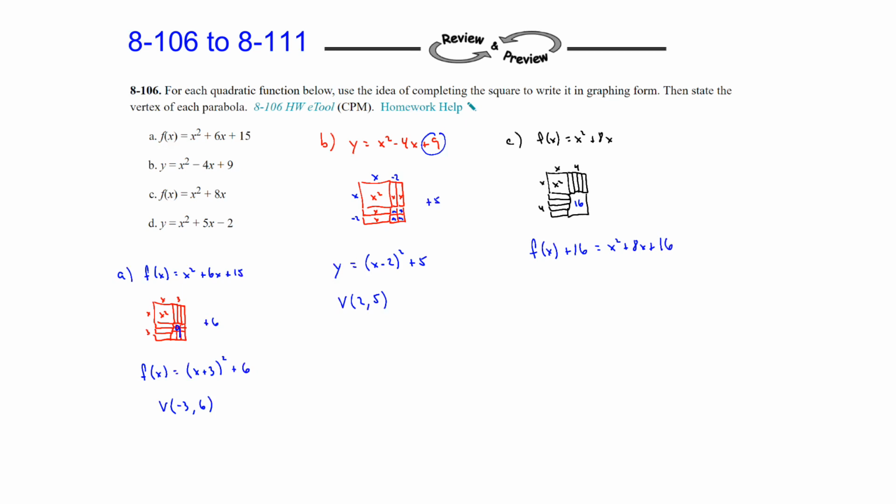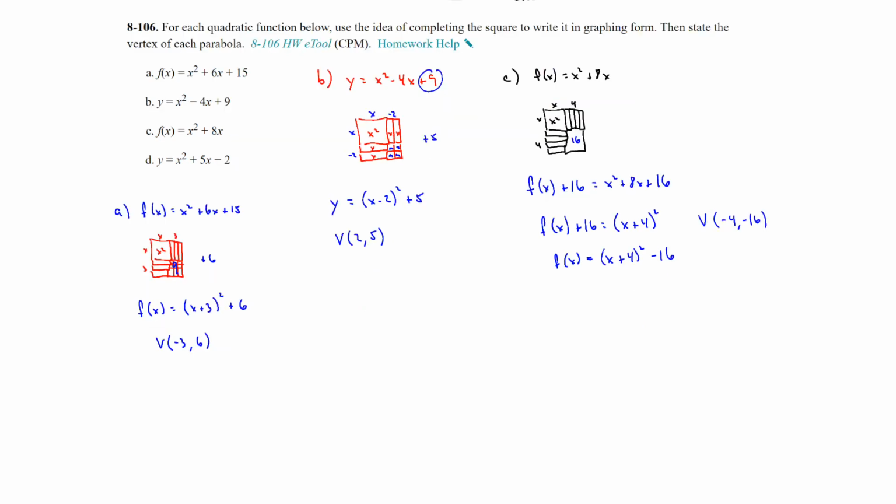So what does that leave us with? Well, we have f of x plus the 16, and then this is where we now have x plus 4 squared. That's our new square, and then we can now subtract the 16 to the other side. So x plus 4, quantity squared, minus 16, which means our vertex will be -4, -16.